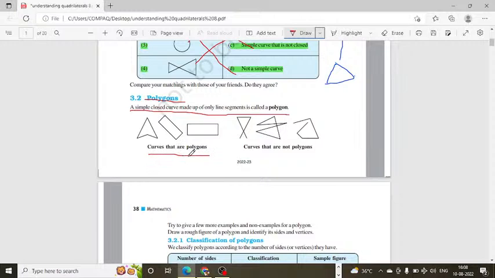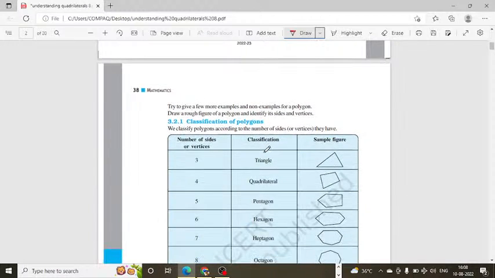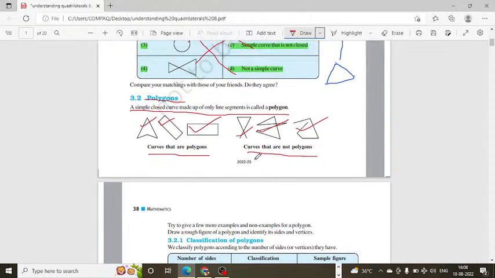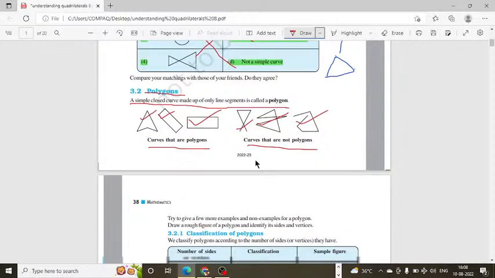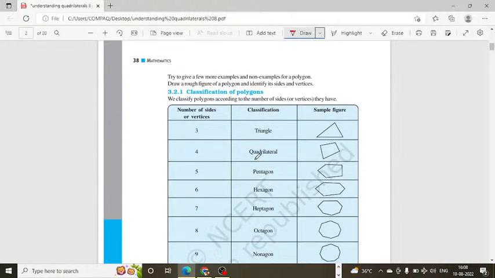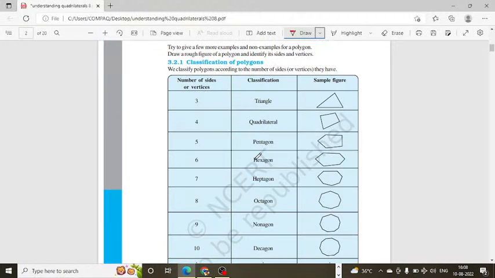So curves that are polygons. So these are the curves that are polygons. You can just look at this. These are called polygons, and the curves that are not polygons are over here. See? This one, and this one. Now we will just move on to the next one. So it was quite simple. You can just look at the diagram and make out the curves that are polygons and the curves that are not polygon. Now we are just moving to the classification of polygons. So we are just going to see how polygons are classified.